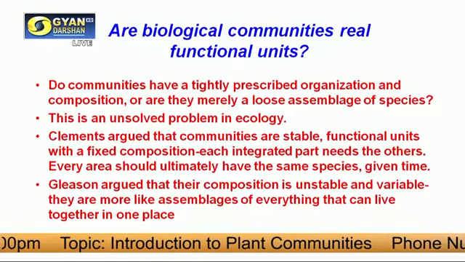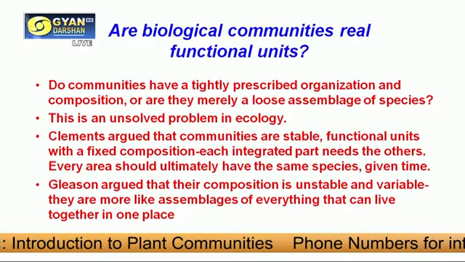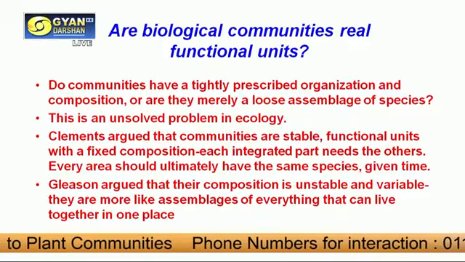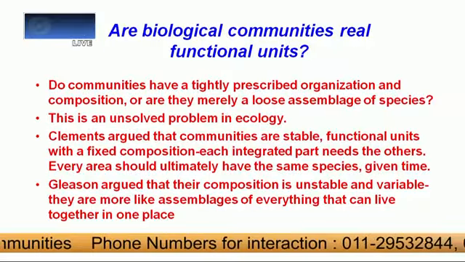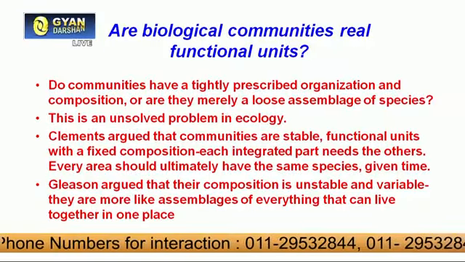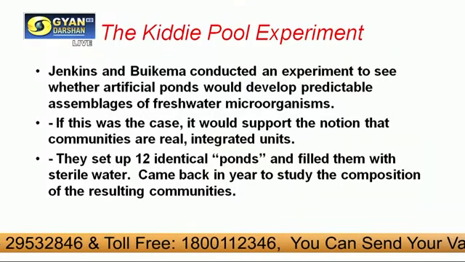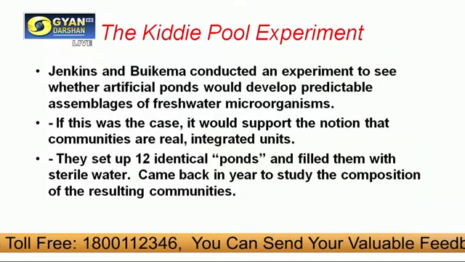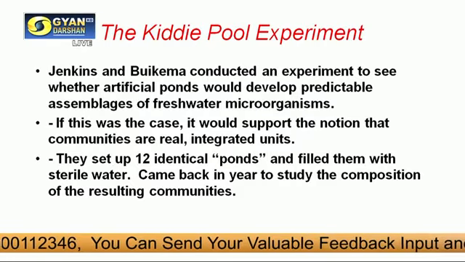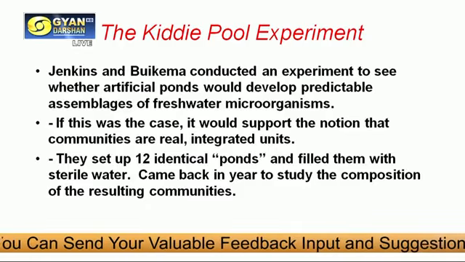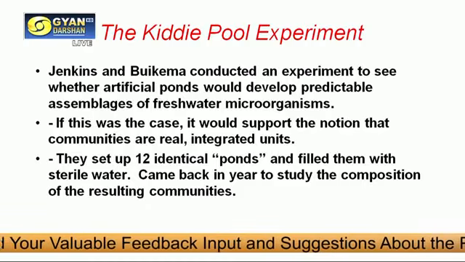Gleason said that no, communities are unstable and variable. They are more of a random assemblage. So there is this dispute, and in order to solve this dispute, one experiment was conducted which is called the kiddie pool experiment. It's a very simple experiment. Jenkins and Buikema conducted an experiment to see whether artificial ponds would develop predictable assemblage or random assemblage.